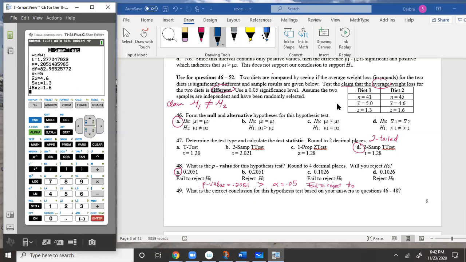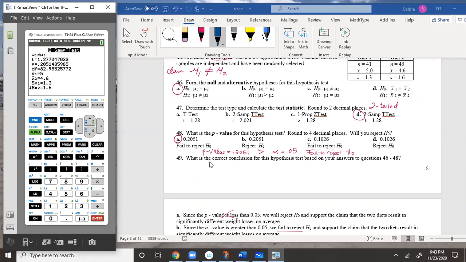And the test statistic is 1.277, which rounds to 1.28. So the correct answer for 47 is D, and the p-value is 0.2051. Then we have to compare that to alpha, which is 0.05. So the p-value is greater than alpha. Therefore, we fail to reject the null.